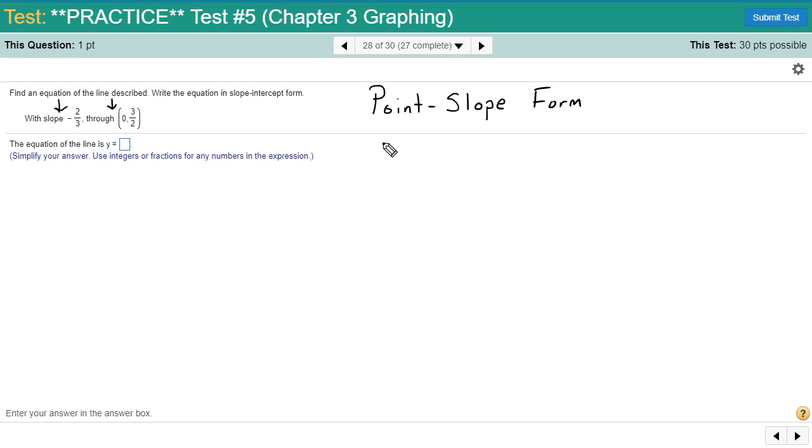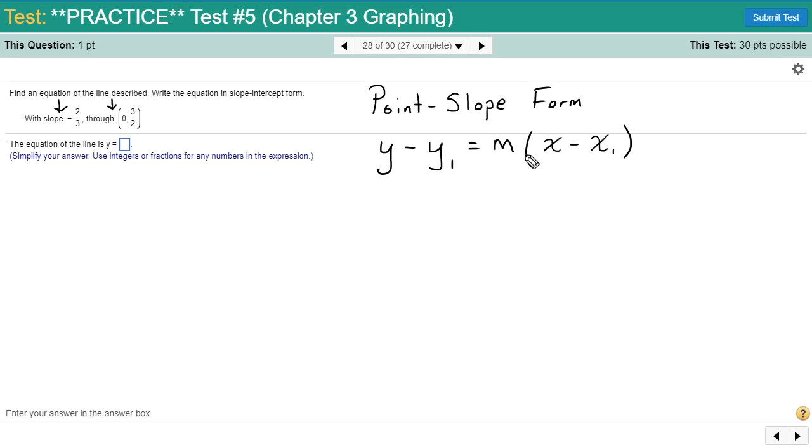Now, what is the point slope form? Well, we've looked at it in class, and you will recall that the point slope form is y minus y sub 1 is equal to m times the quantity x minus x sub 1.